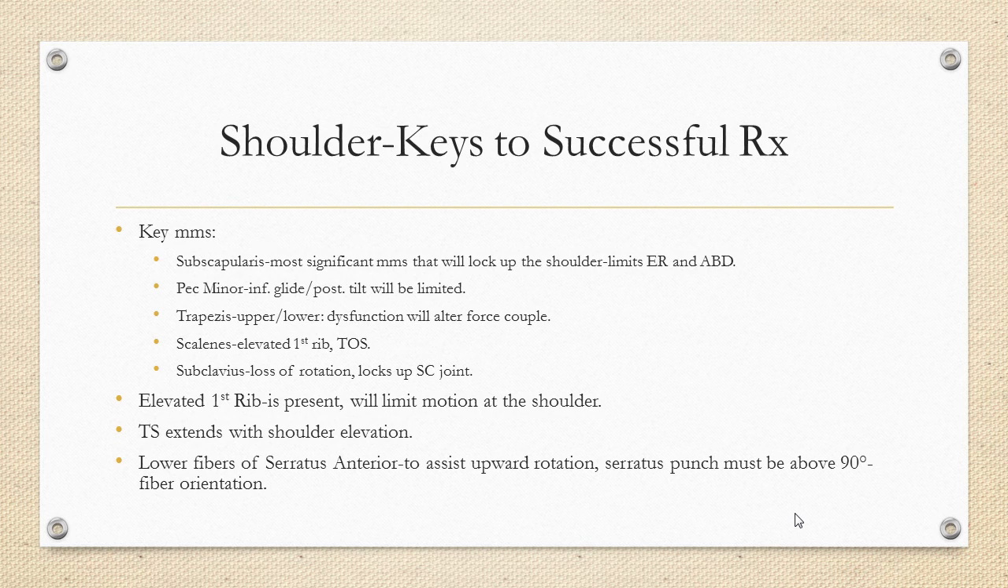Little tidbit, the lower fibers of the serratus anterior are the ones that assist with upward rotation. Because of the fiber orientation, your serratus punch must be above 90 degrees in order to activate these muscles. Otherwise, we're addressing the middle fibers of the serratus anterior, which are not as active during the upward rotation of the scapula. So once your patient is able to get beyond 90 degrees of elevation without any type of pain or impingement, we need to start addressing the serratus punch, but it needs to be above 90 degrees.